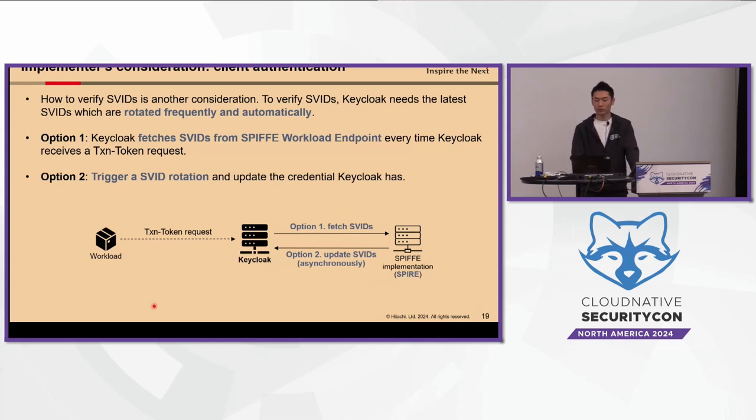And then Keycloak needs to verify SVIDs. How to verify SVIDs is another consideration. To verify SVIDs, Keycloak needs the latest SVIDs, which are rotated frequently and automatically. There are two options. Option one is that Keycloak fetches SVIDs from the SPIFFE workload endpoint every time Keycloak receives a transaction token request. Option two is triggering the SVID rotation and updating the credentials Keycloak has. Described in this figure, it looks something like this. In option one, Keycloak pulls SVIDs, and in option two, a SPIFFE implementation like SPIRE pushes SVIDs asynchronously.